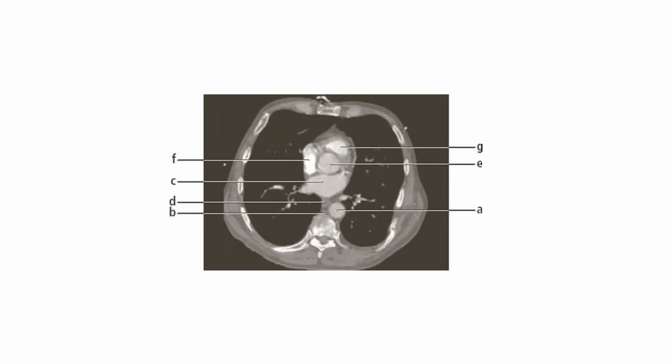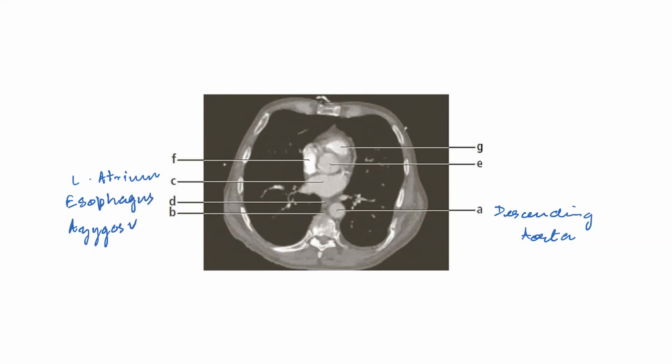And let us mark the structures in the CT scan. A is descending aorta. B is azygous vein. C is left atrium. D is esophagus. E is aortic root. F is right atrium. And G is right ventricle.